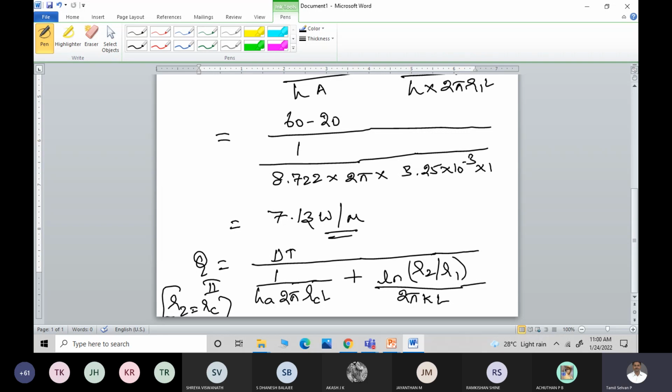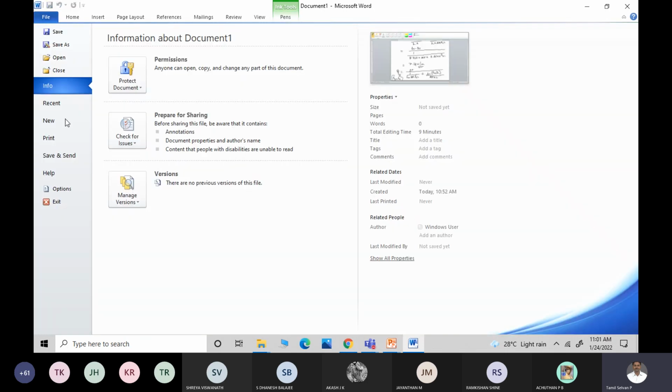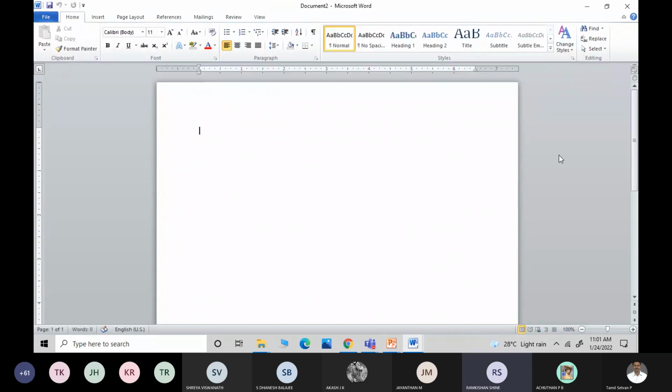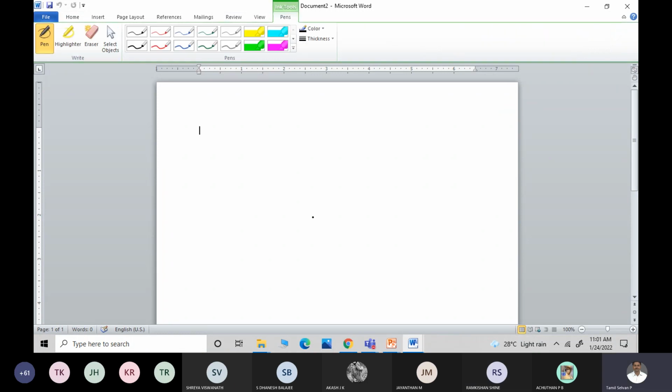Q equal to del T, again 60 minus 20, the numerator 1 by hA into 2 pi into RC. The critical radius, how much did we get? Critical radius 0.019 meters. So substitute 0.019 and get the result. Do you want me to solve it, or you can tell me the result? So the result is 15.6 watt per meter.